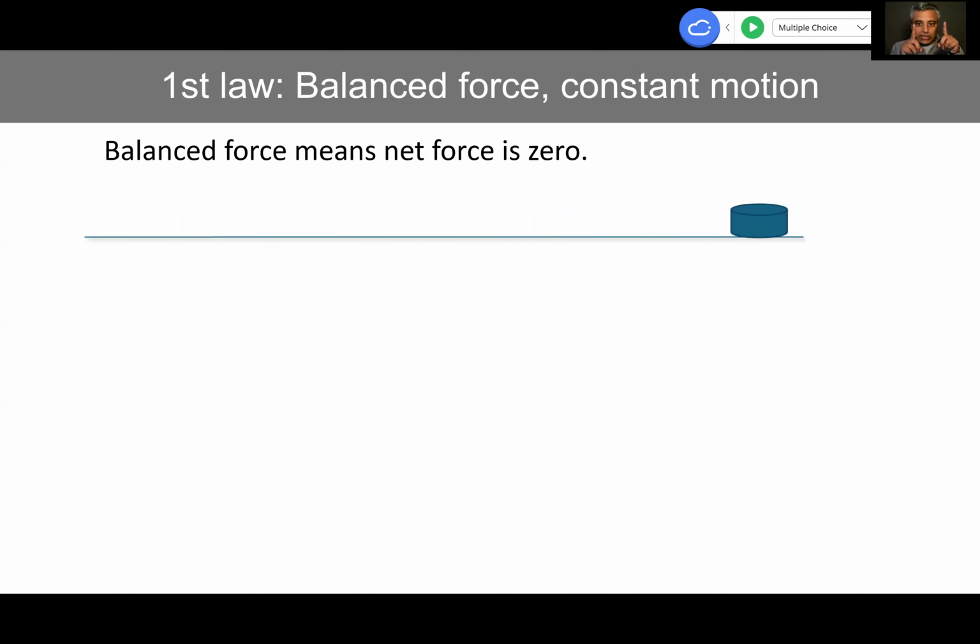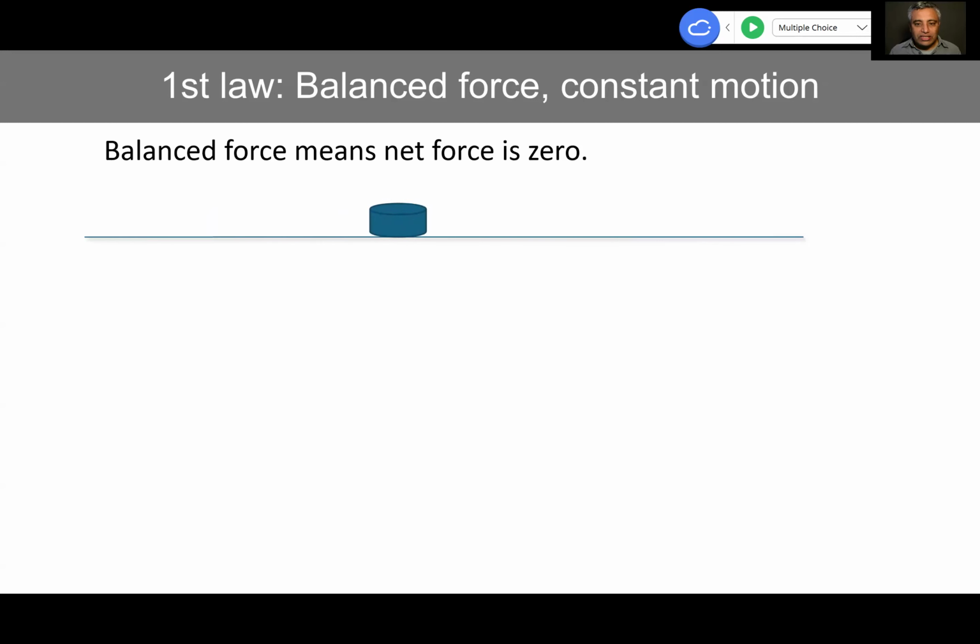But let's say two persons come up, and then what happens? They pull my chair in opposite directions. One person pulls to the left, another person pulls to the right. So in that case, what happens? If they happen to apply the same amount of force in opposite directions, that is also balanced force, okay? So in the absence of any net force, or when net force is zero, what happens?